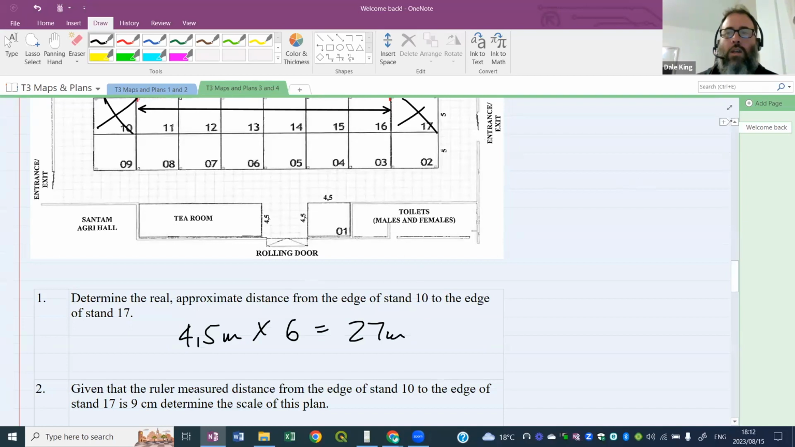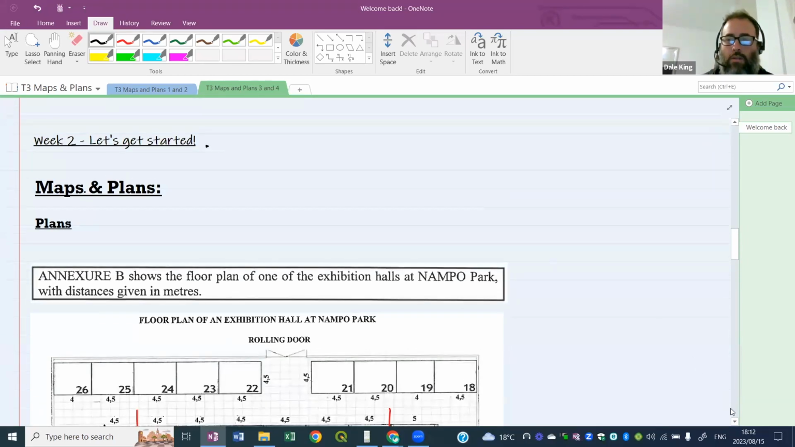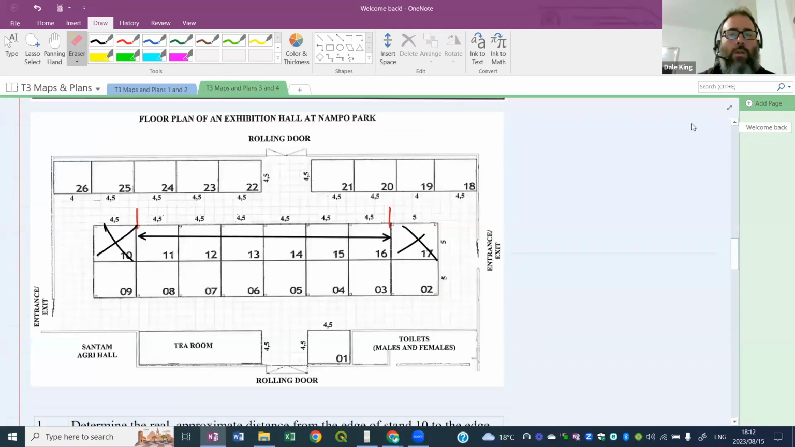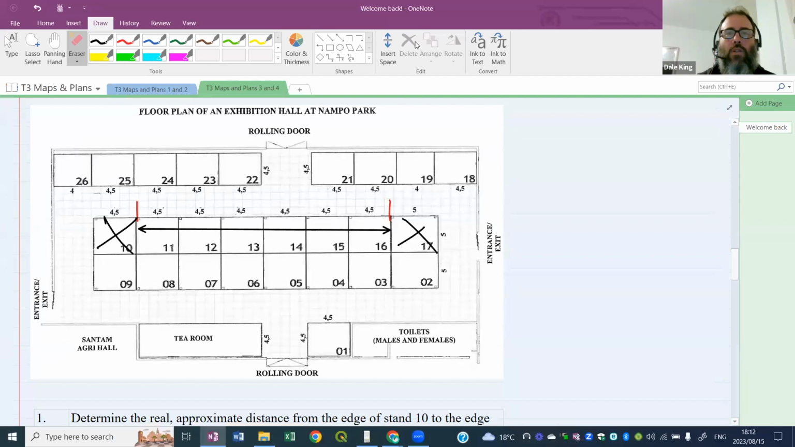So what we did was we had to count 4,5, 4,5, 4,5, 4,5, 4,5, 4,5 all the way along. There were 6 of them. 6 blocks, each with a length of 4,5. So we had to add those all up, and we got a total length of 27. All right, moving on.